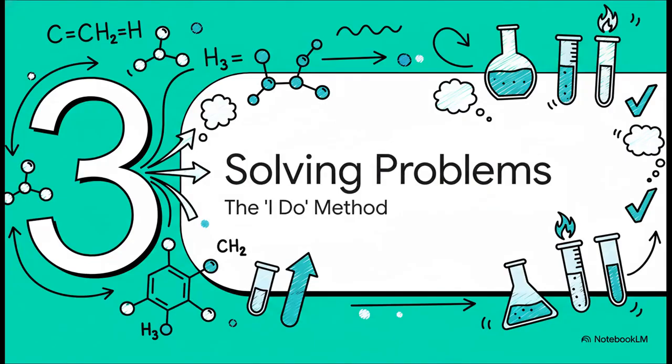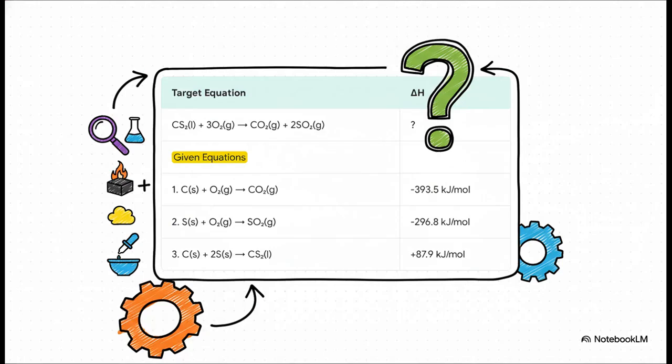All right, theory's great, but let's see this thing in action. It's time to actually solve a problem. This is the I do part, so just watch and follow along as I walk you through how to tackle one of these. Okay, here is our target equation. We want to find the delta H for this reaction up top. And this is one of those reactions that's a real pain to measure in a lab. But lucky for us, we've been given these 3 other equations. We know their delta H values, so our job is to basically treat these 3 equations like Lego bricks, and we're going to rearrange them and stick them together to build our target equation.